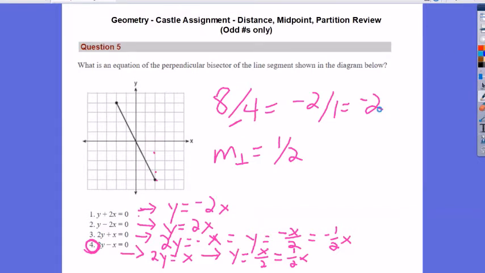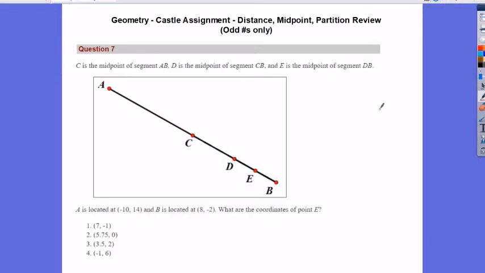Question 7. C is the midpoint of segment AB, D is the midpoint of CB, and E is the midpoint of DB. If A is located at negative 10, 14, and B is located at 8, negative 2, what are the coordinates of point E? Interesting.